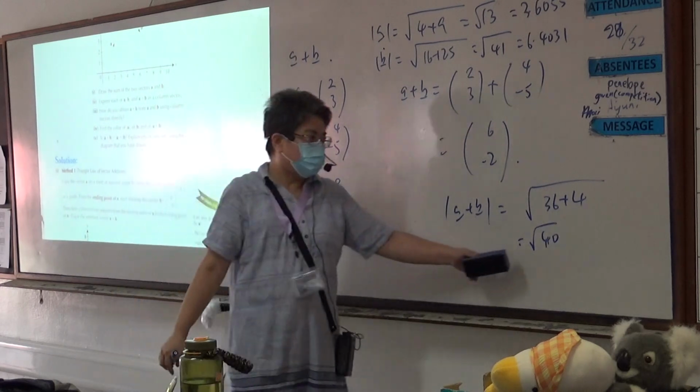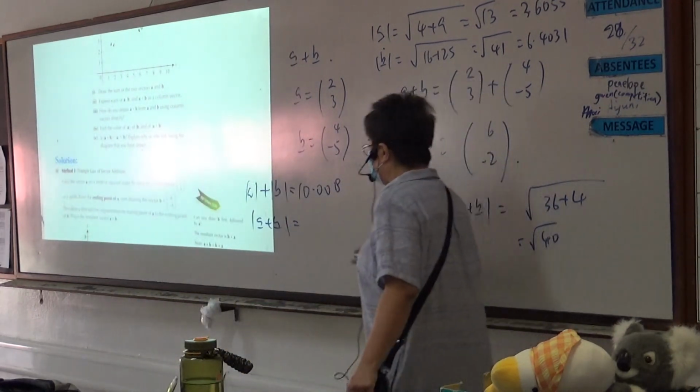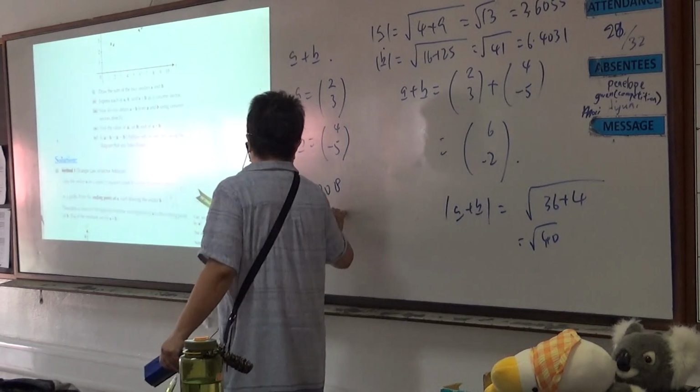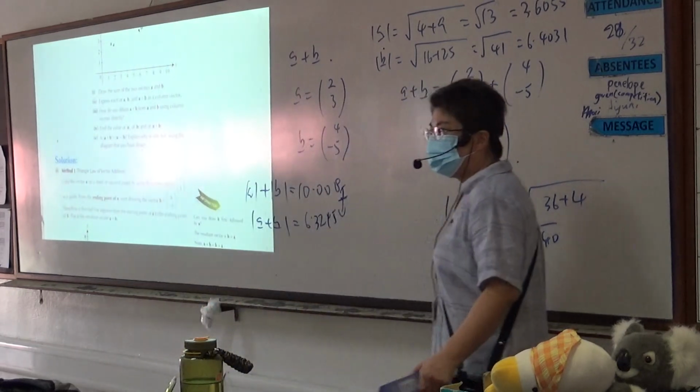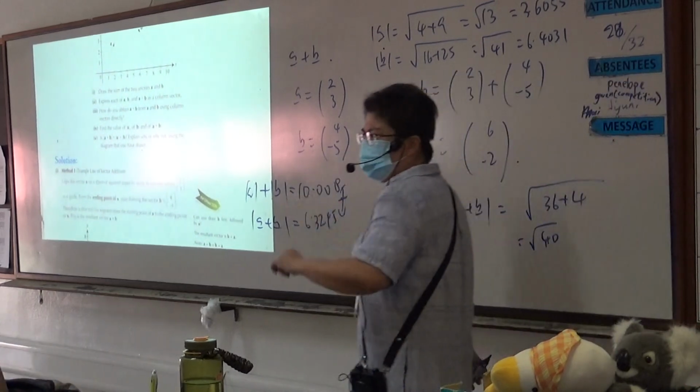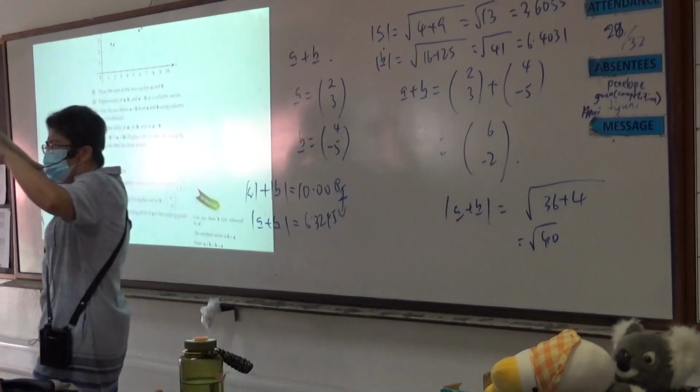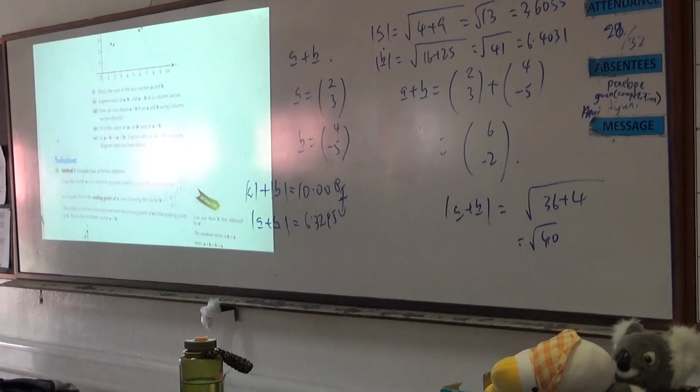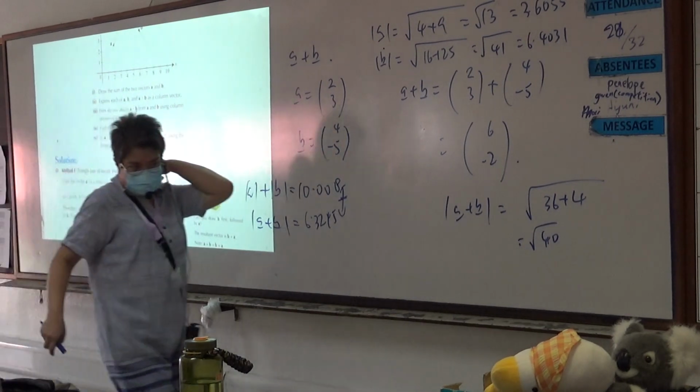Can you key in square root 40? 6.3245. Now, can you see that they are not equal? Can you see? Okay, actually this one falls from Pythagoras theorem. The 2 squares you add together is not that one. You agree with what I'm talking about? Yes or no? Can?